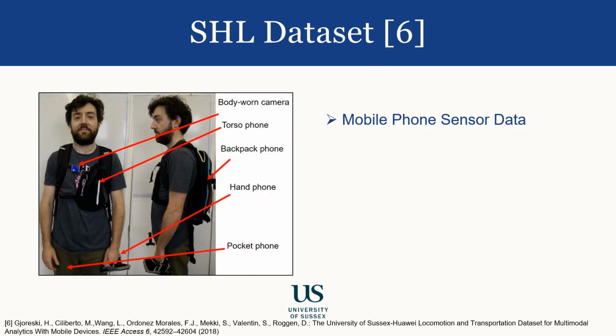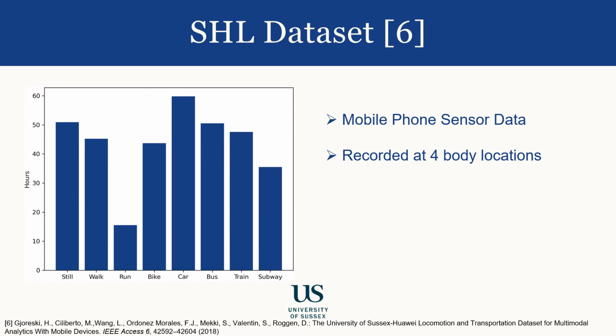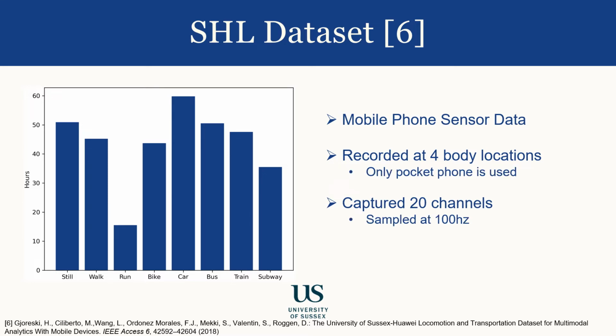For this study, we utilize the SHL Dataset, which is a publicly available dataset for locomotion and transport mode recognition. It was recorded with 4 smartphones, one on the torso, in the backpack, in the hand, and in the hip pocket. And with those, 8 different activities were recorded, which are shown in the diagram on the left. In total, 20 sensor modalities were captured, all sampled at 100 Hz. For this project, we're only going to use the recordings from the phone in the hip pocket, and also only the signals from the 3 acceleration sensors.